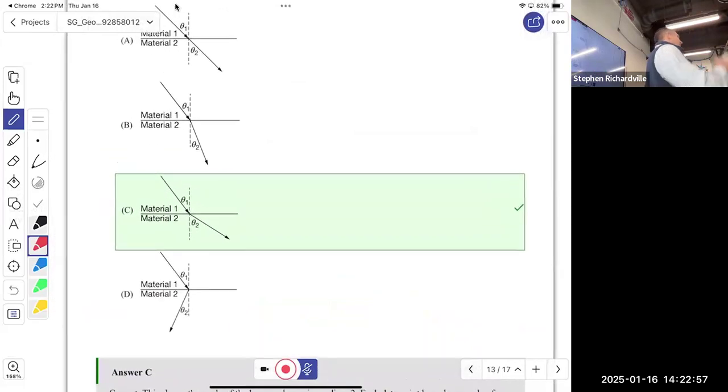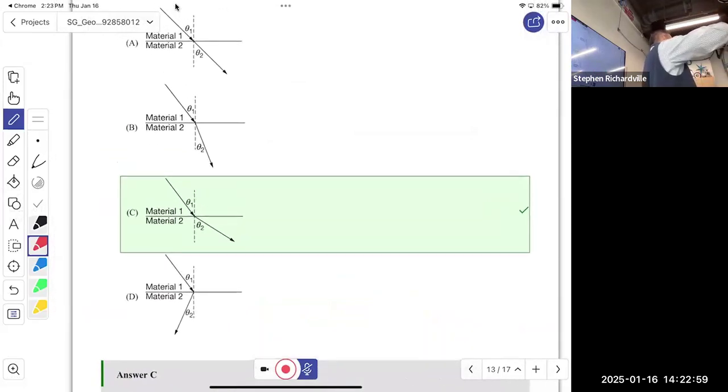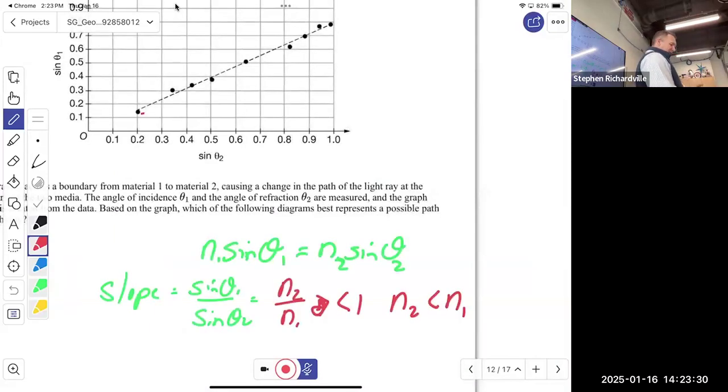But the only way I'm going to know this is to know which n is bigger than which n. So how can I do that from the sine theta graph? I found the slope and I realized that if the slope is 1, the n values are equal. If it's less than 1, then n2 is bigger. If it's greater than 1, then n1 is bigger. So okay, if I say that right, if it's less than 1, n1 is bigger. If it's greater than 1, n1 is smaller. Based on that, what did I just say? Let's make sure it makes sense. N2 is less than N1.